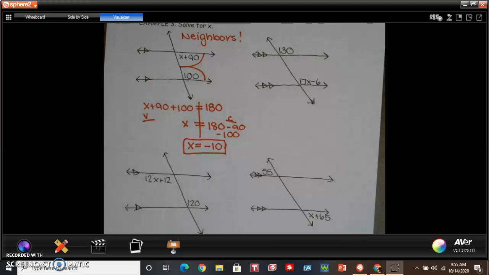Ta-da! Now, of course, you can do solving for x by combining like terms and then subtracting 190. It would have been the absolute same answer. I'm just showing it this way, but you can do it that other way if you like. All right, let's look at our next one.